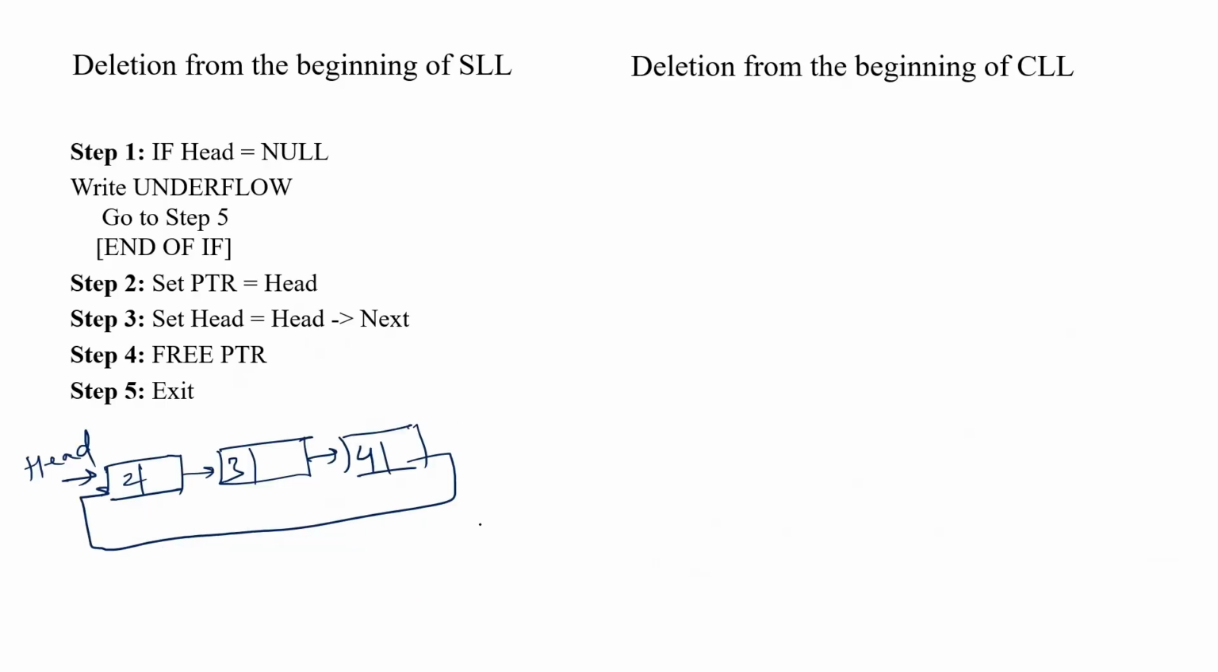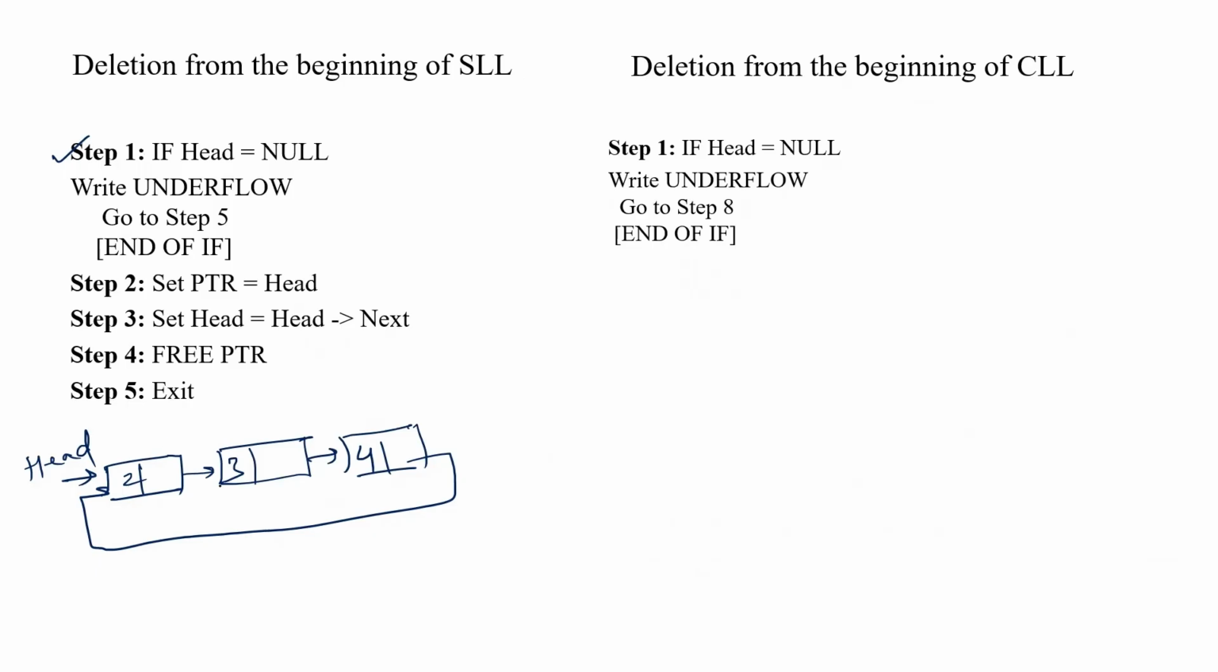Now, let's suppose this circular linked list is given, where 2, 3, 4 are the nodes in the circular linked list. I want to delete the first node from the circular linked list, so I want to delete the 2. If you want to delete the first node from a circular linked list, step number 1 will always come. That is, if head is null, we cannot delete the element.